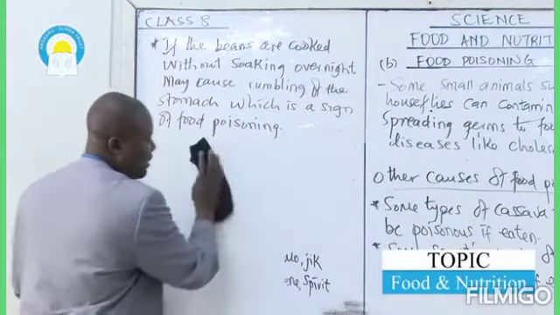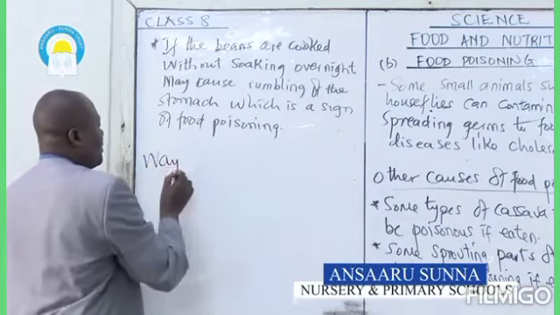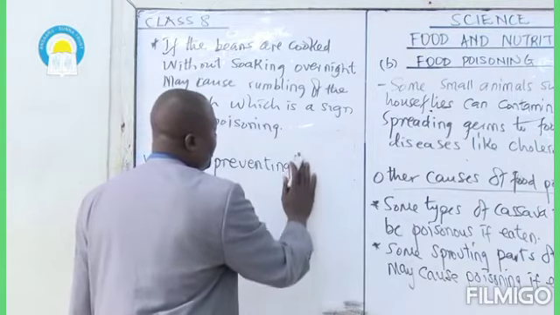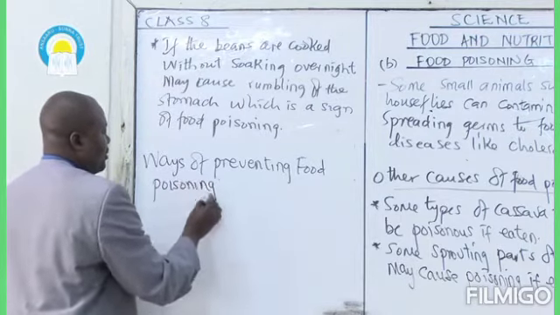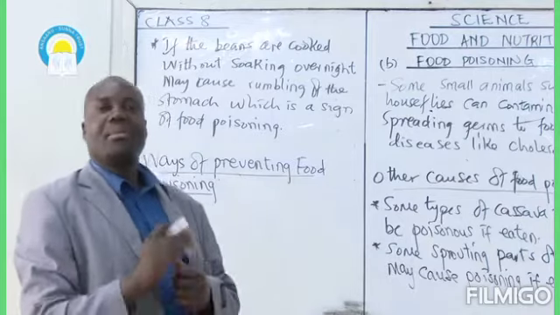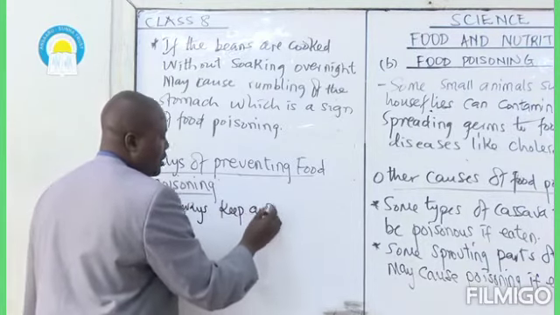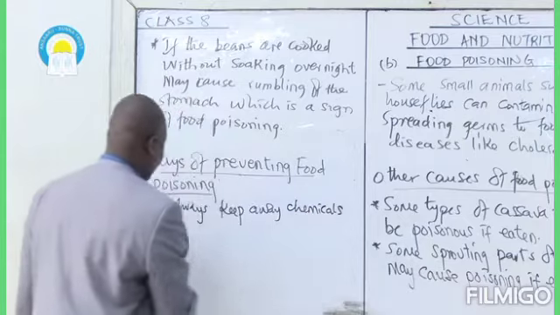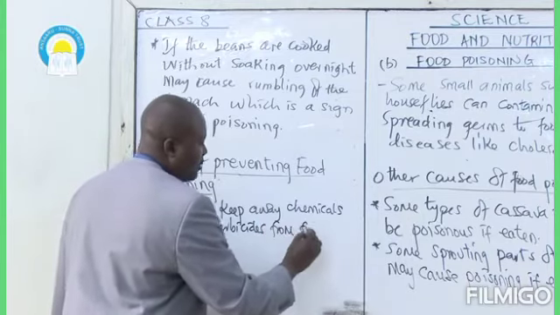So how can you prevent food poisoning? Ways of preventing food poisoning. Number 1, always keep away chemicals such as herbicides from food. That's one of them.